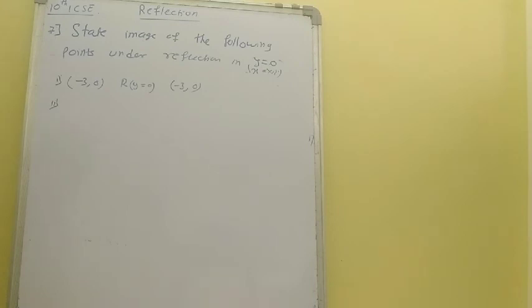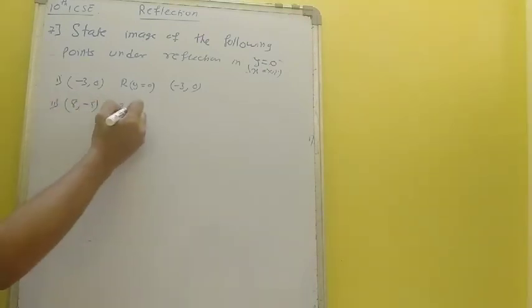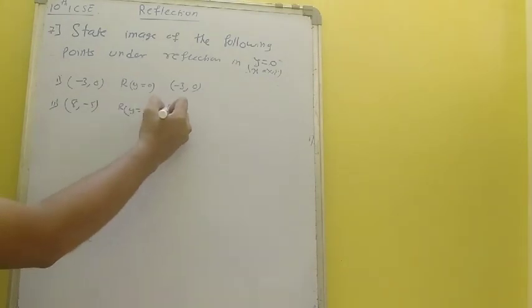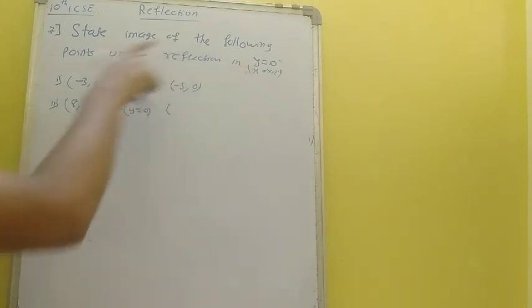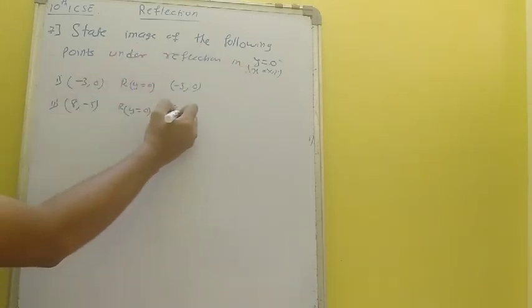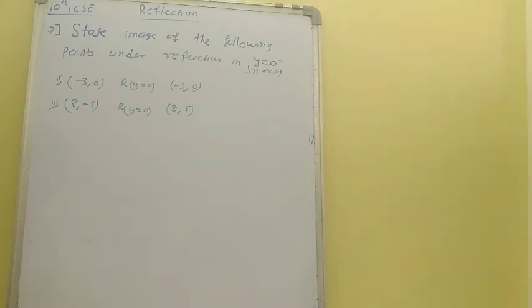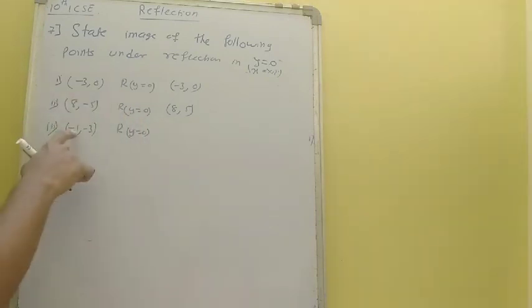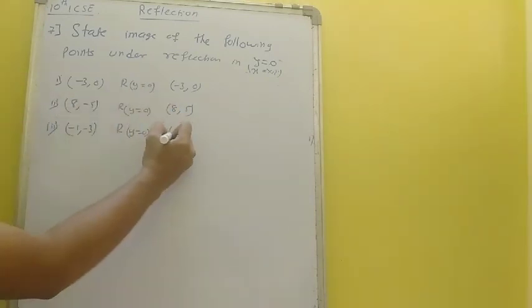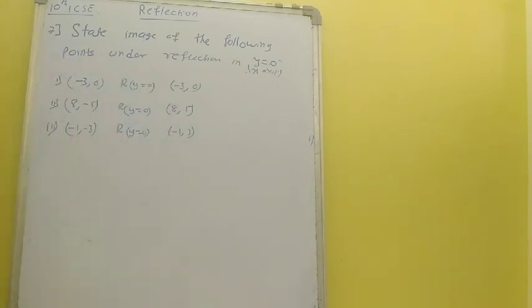The second one is 8, minus 5. Reflected in y is equal to 0. As it is reflected in y is equal to 0, it means it is reflected in x-axis. X-axis means y will change. So 8 stays, minus 5 will become plus 5. Okay. The third question is minus 1, minus 3, again reflected in y is equal to 0, which is x-axis. In x-axis, y will change. So it is minus 1, 3.